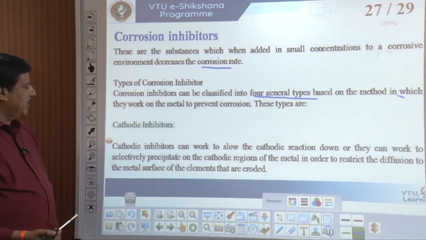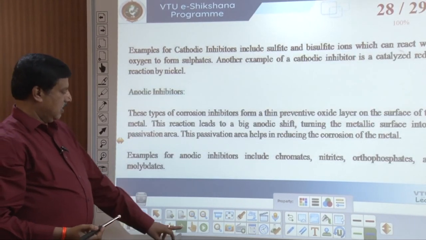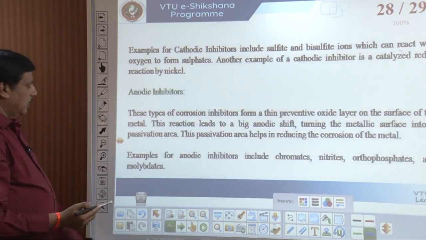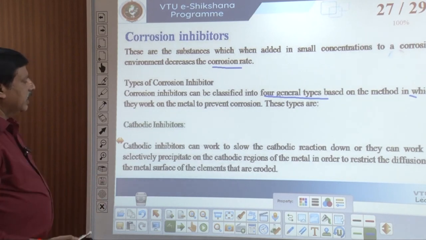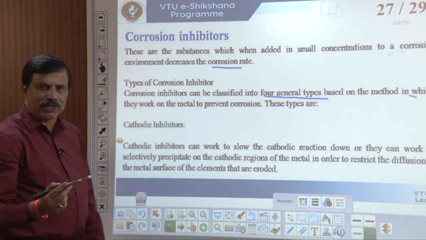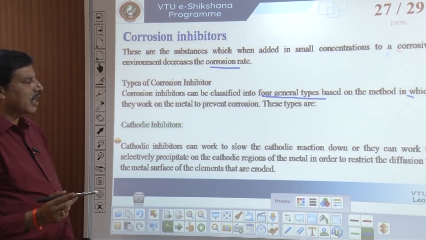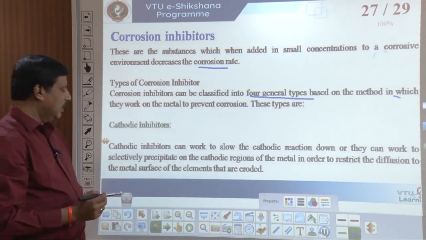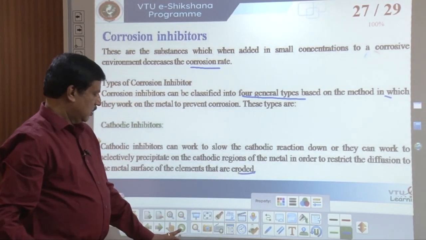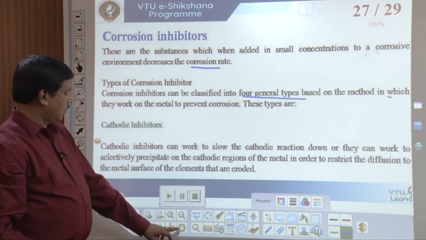They are cathodic inhibitors and anodic inhibitors. Cathodic inhibitors can work to slow the cathodic reaction down, or they can work to selectively precipitate on the cathodic region of the metal in order to restrict the diffusion to the metal surface of the elements that are eroded. Eroded means corroded.